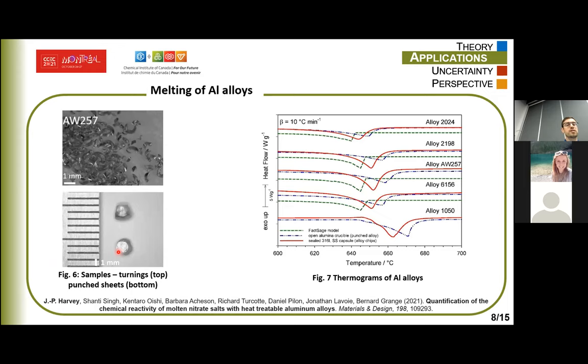So in this first project that was published, nitrates. So molten nitrates are used to perform the heat treatment of aluminum alloy. And when we add lithium to these aluminum alloy, we were afraid that some chemical reaction could happen. So basically what we studied are the melting characteristic of different lithium containing alloy to see at the end of the day if there would be chemical reaction. So the first step was to study the melting characteristic of these aluminum alloy. We also then mixed shaving and punch sample with nitrate to see for a potential reaction.